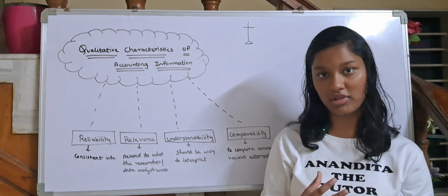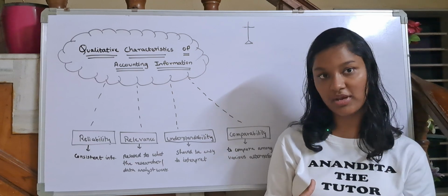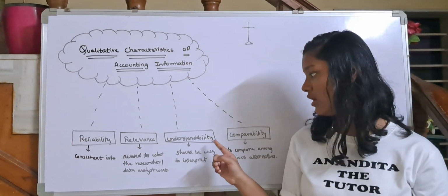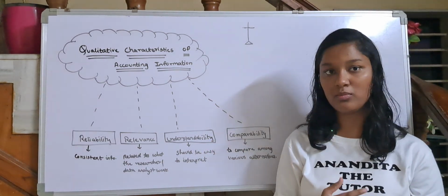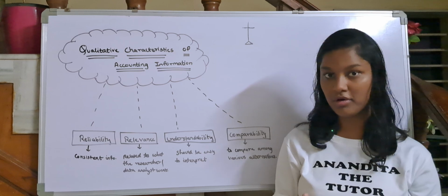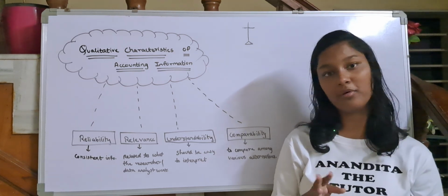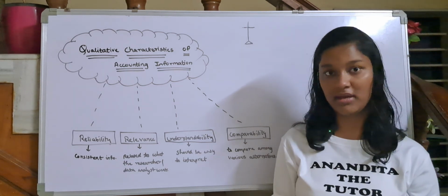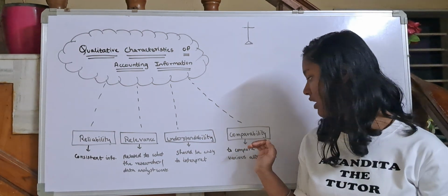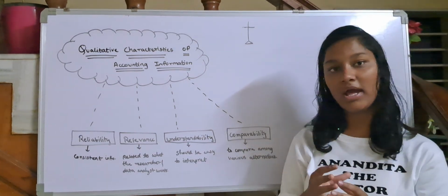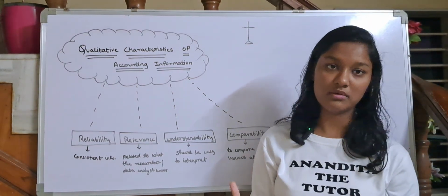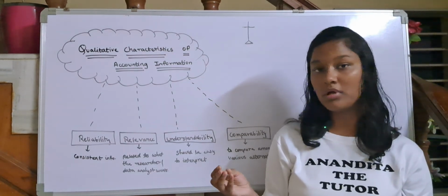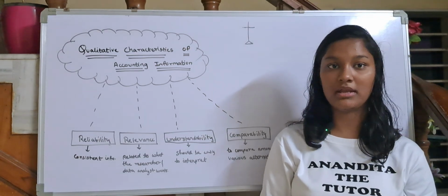Whatever questionnaire I prepare to find the information I want, all that should be relevant to the information required. Understandability: whatever I record in my books or in my reports should be understandable. The person outside the company or organization should be able to understand whatever I have written. And comparability: I should be able to compare my data with other organizations' data or other financial years' data. I hope you all have understood this video, and thanks for watching.